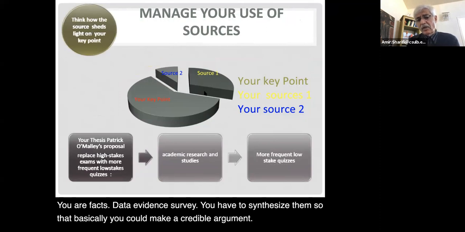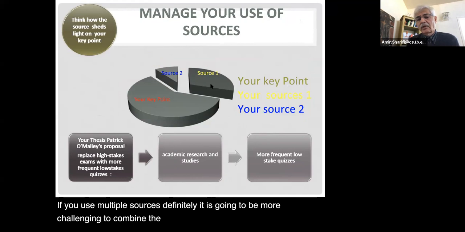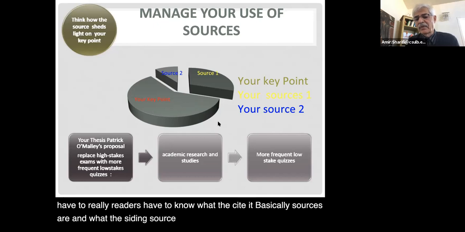If you use multiple sources, definitely it is going to be more challenging to combine the two in agreement or in opposition. Readers have to know what the cited sources are and what the citing source is in this case.